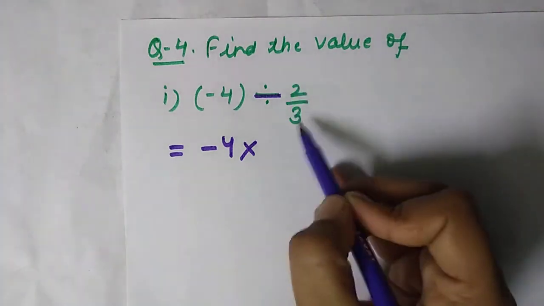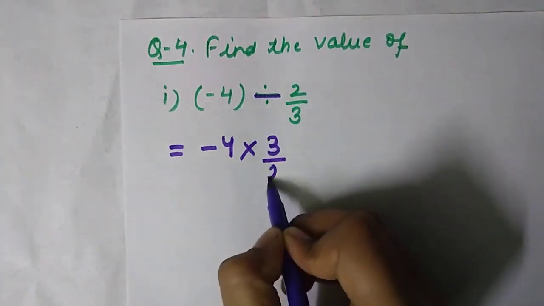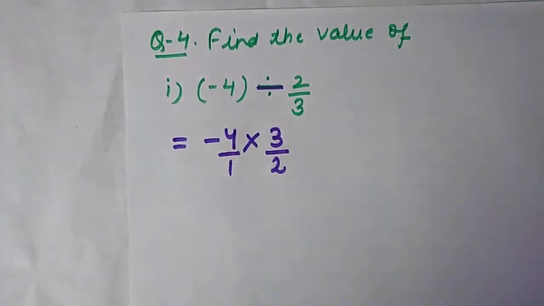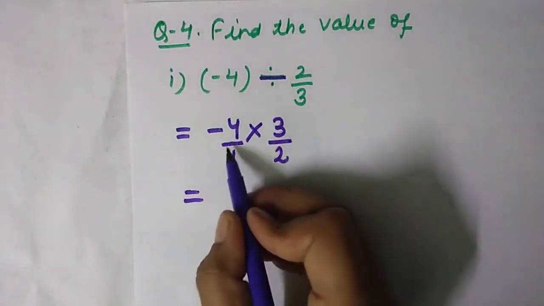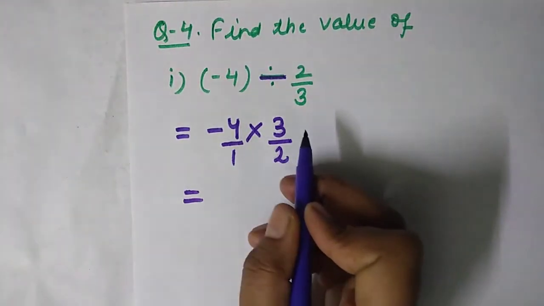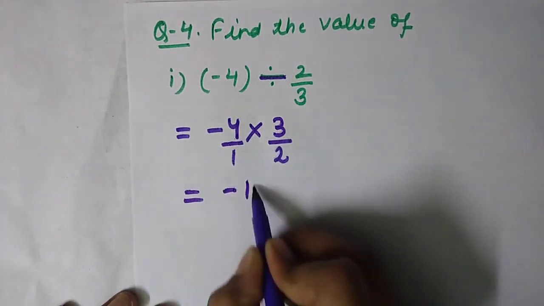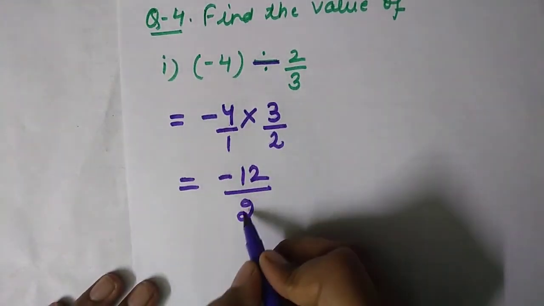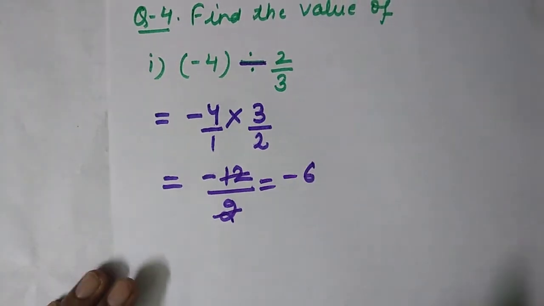So here 2/3 is present, so reciprocal of 2/3 is 3/2. And in denominator of -4 we have 1. Now this is simply the multiplication of rational numbers. Multiply the numerators over multiply the denominators. So -4 into 3 is -12, and 2 into 1 is 2. In simplest form it is -6. So your answer is -6.